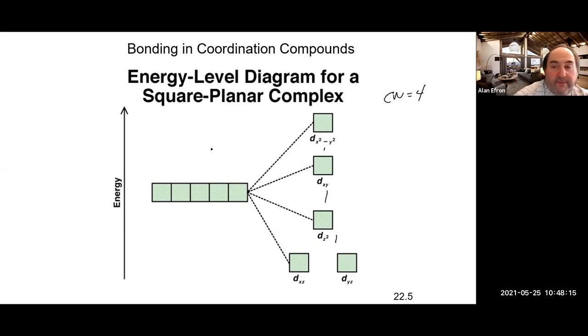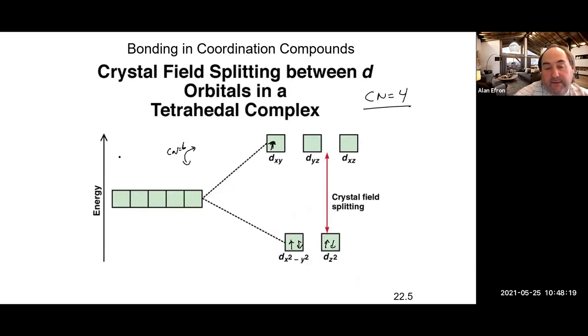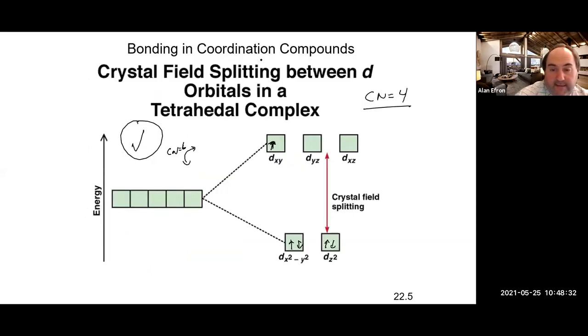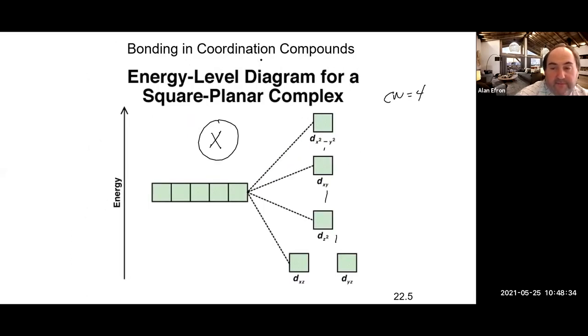For us, you will not be responsible for this particular one, but you do need to know the tetrahedral splitting and how to distribute the electrons, and you do need to know the octahedral splitting and how to distribute the electrons. Any questions on any of that there? So you won't be responsible for the crazy looking one here. And that should wrap this chapter here.